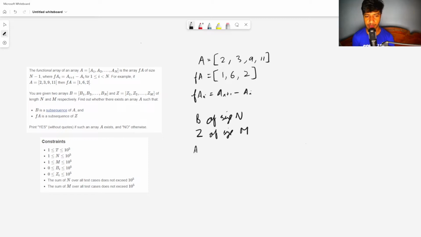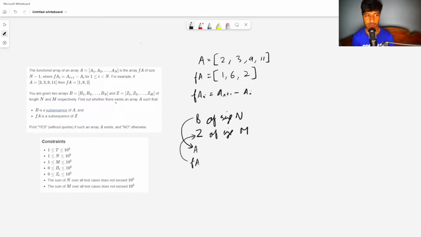This A must fulfill two criteria. The first one is that B must be a subsequence of A. And the second criterion is that f(A) must be a subsequence of Z. I understand that these two criteria are kind of interrelated, so it's a bit difficult to understand what it means.